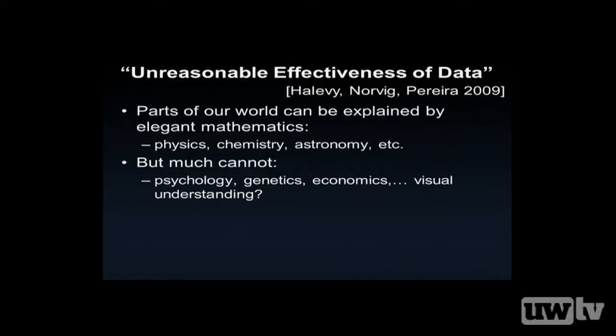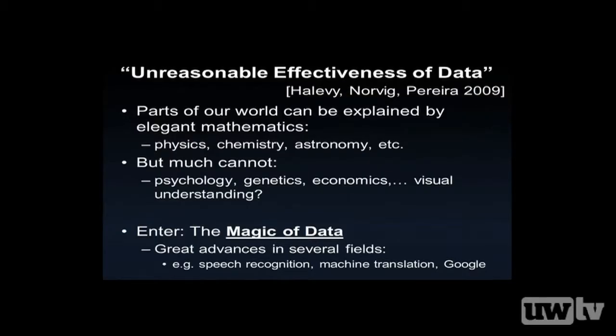And basically their argument is, yes, there is a bunch of stuff where elegant mathematics does the trick: physics, chemistry, astronomy. But there are other parts where these elegant methods don't work: psychology, genetics, economics. We know that people on Wall Street thought that economics could be modeled with beautiful mathematics, but it didn't quite work, right? And I claim that image understanding, a lot of it at least, is in that category.